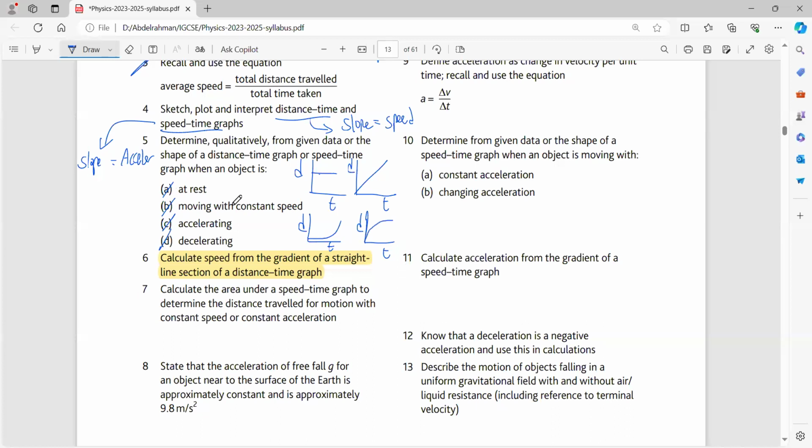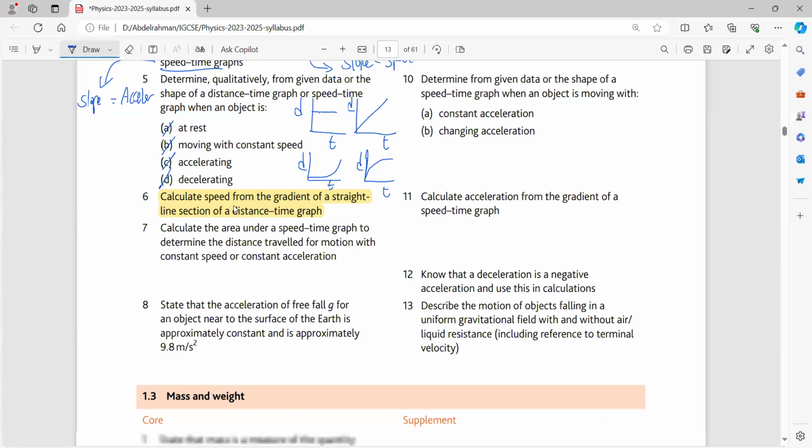Calculate the speed. How can I find the speed from a distance time graph? It is the slope, y2 minus y1 over x2 minus x1. That's it. That's what you are required to know.